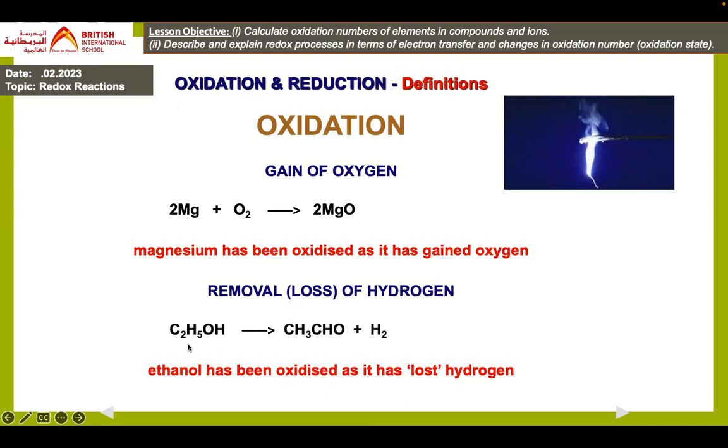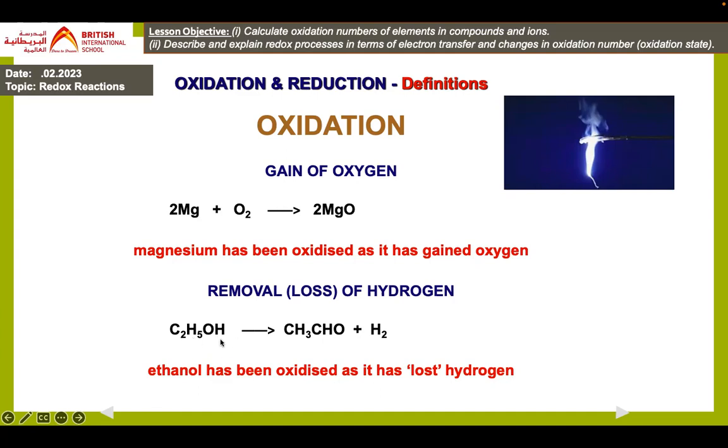C2H5OH. This is an organic compound, a compound which we have discussed in organic chemistry. This is ethanol, alcohol. Okay, so you can see ethanol had 5 plus 1, 6 hydrogen, and after the reaction, it has 3 plus 1, only 4 hydrogen. Sorry, we have to focus on hydrogen here. So C2H5 and OH, this is ethanol.